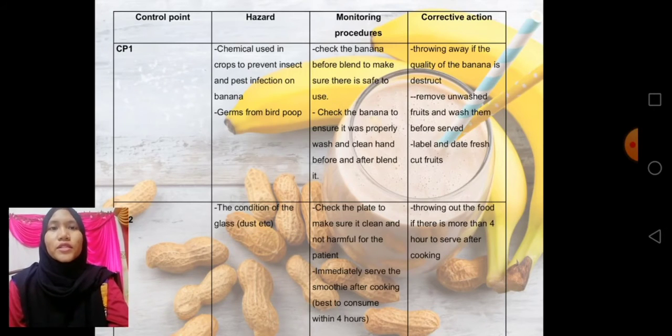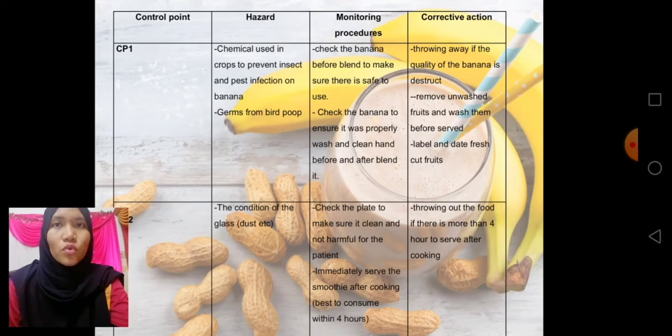And then the second one is CP. We have two, CP1 and CP2. CP1 is a chemical used in the crops to prevent insect and pest infections on the banana, or germs from bird poop. So what we do is check the banana before we blend to make sure they are safe to use, check that the banana was properly washed, and clean hands before and after we blend it. The corrective actions that we do: we throw it away if the quality of the banana is poor, and remove the unwashed fruit and wash them before we serve, and label and date fresh cut fruit.